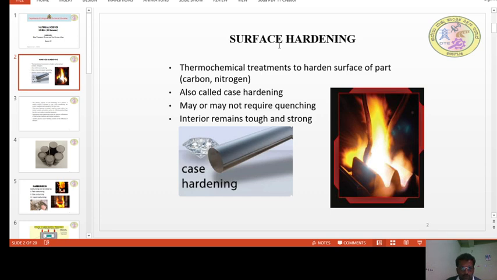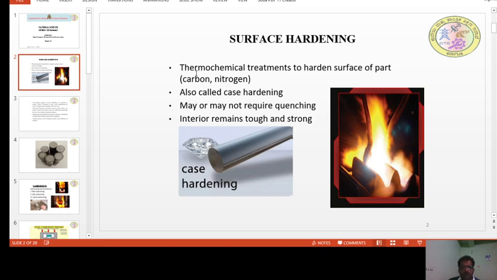Now I would like to make a difference between heat treatment and surface heat treatment. In the case of heat treatment, the entire bulk of the material is heat treated, whereas in the case of surface heat treatment, only the surface of about 1 mm or less than 1 mm, also called the case, is heat treated, so that the properties at the surface are different from the properties at the core, that means inside the material.